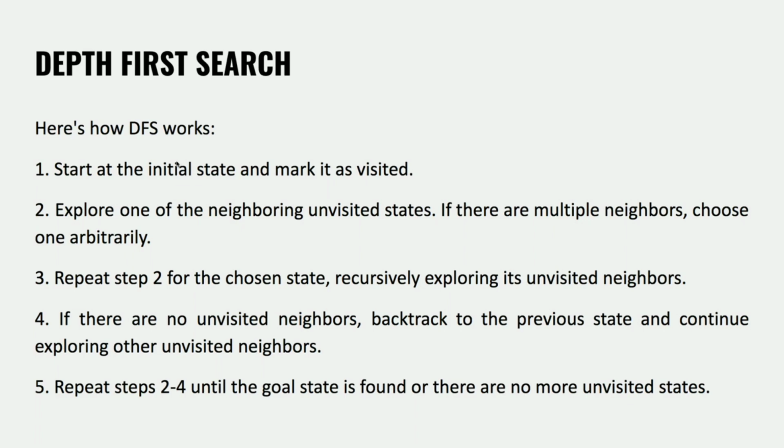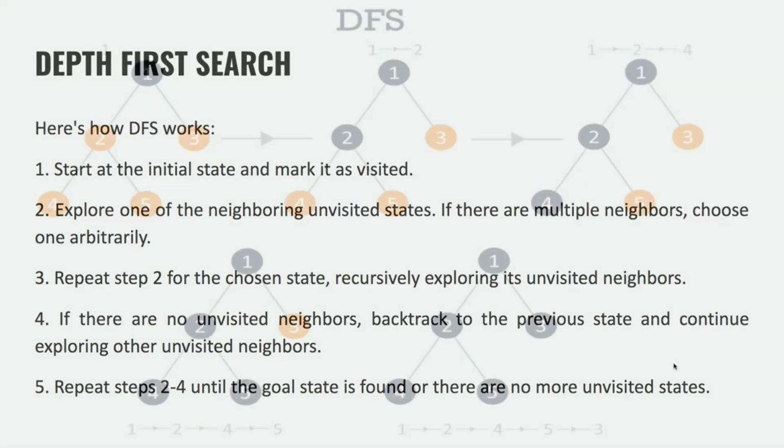Here's how DFS works. First, start at the initial state and mark it as visited. Second, explore one of the neighboring unvisited states. If there are multiple neighbors, choose one arbitrarily. Third, repeat step 2 for the chosen state, recursively exploring its unvisited neighbors. Fourth, if there are no unvisited neighbors, backtrack to the previous state and continue exploring other unvisited neighbors. Step 5. Repeat step 2 to 4 until the goal state is found or there are no more unvisited states.